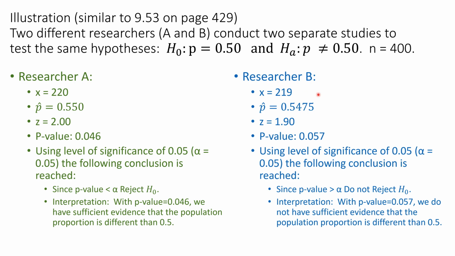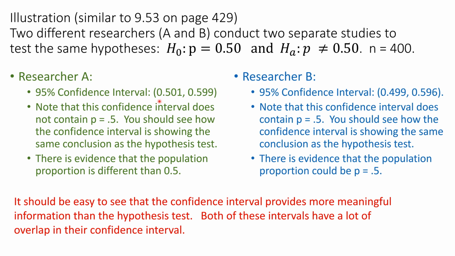However, for research B, the p-value is larger than 0.05, so we cannot reject the null hypothesis. However, if we look at the confidence intervals for the data sets from research A and B, you will know that the confidence interval doesn't contain p equals 0.5. So you should see how the confidence interval shows the same conclusion as the hypothesis testing.